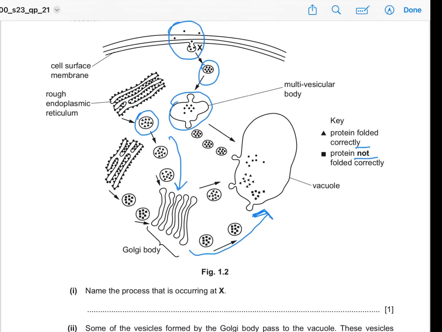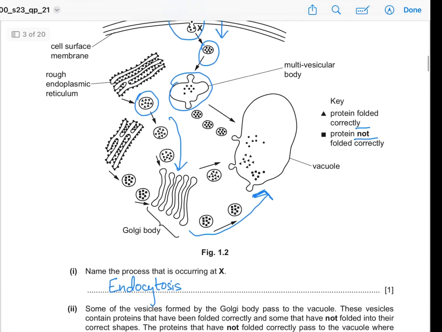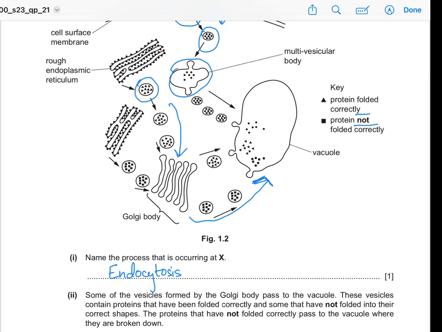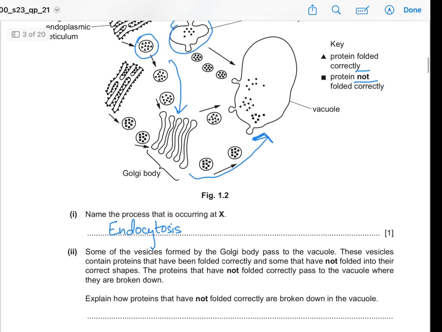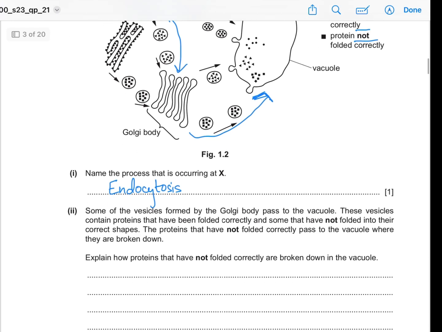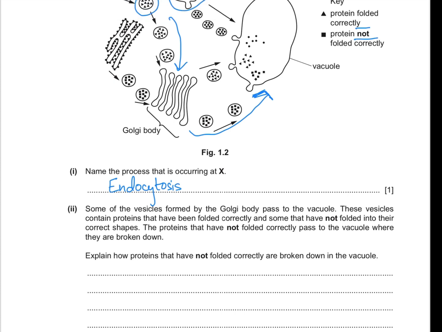So this is movement of substance into a cell through vesicles, and so this will be called endocytosis. Part 2, some of the vesicles formed by the Golgi body pass to the vacuole. These vesicles contain proteins that have been folded correctly and some that have not been folded into their correct shapes. The proteins that have not folded correctly pass to the vacuole where they are broken down.